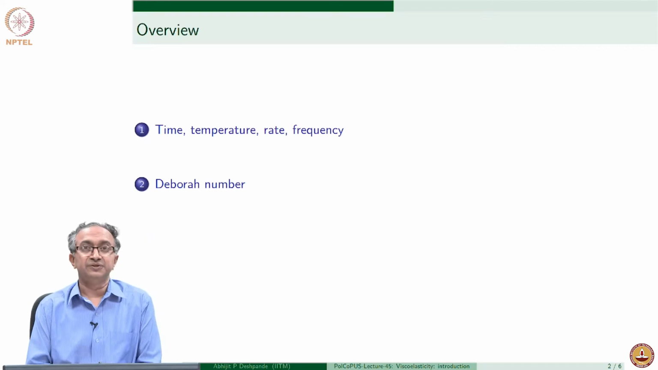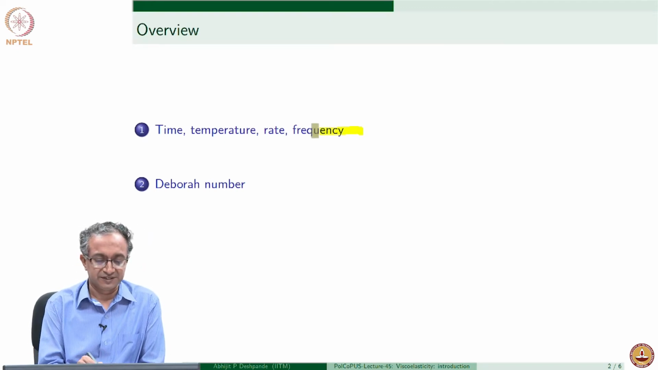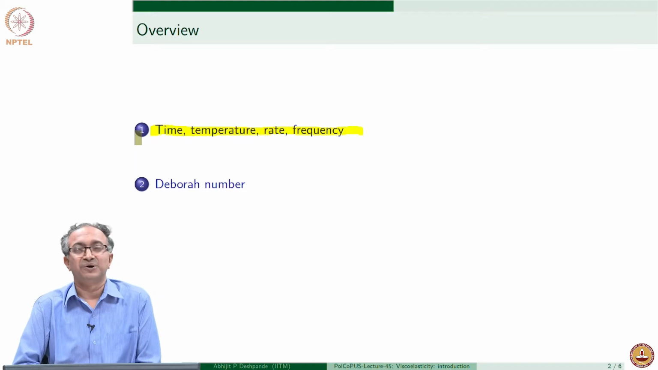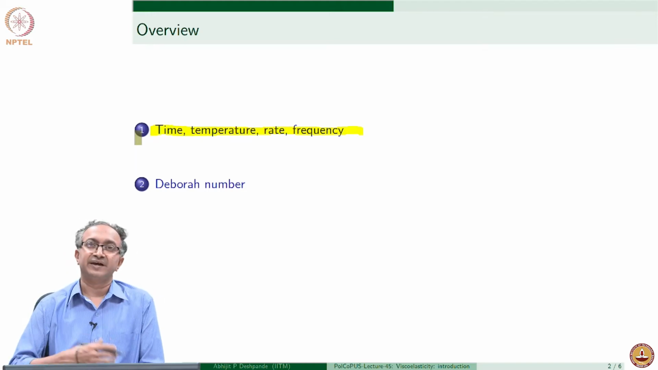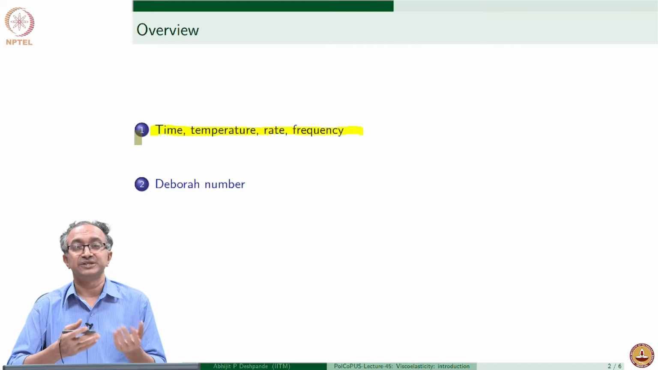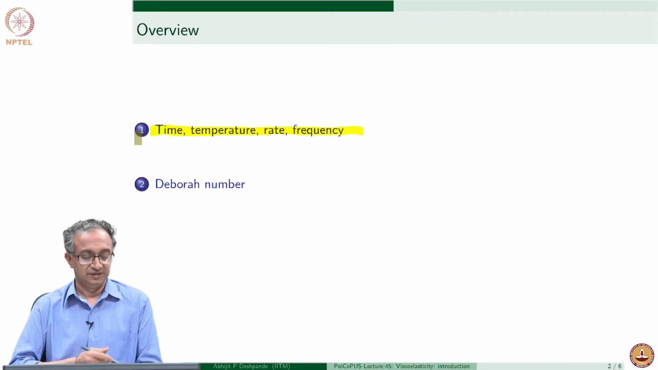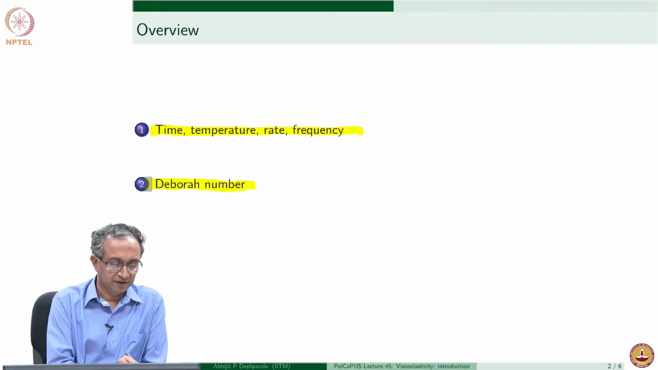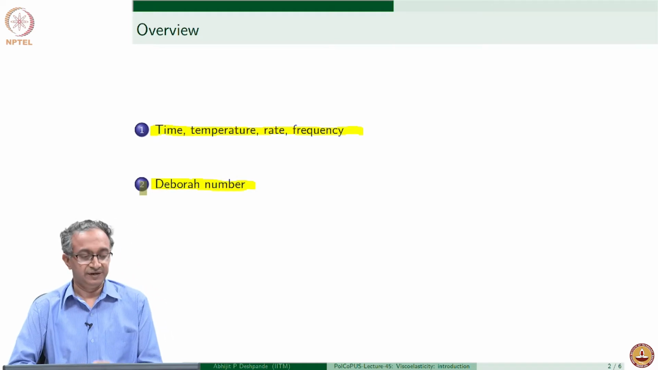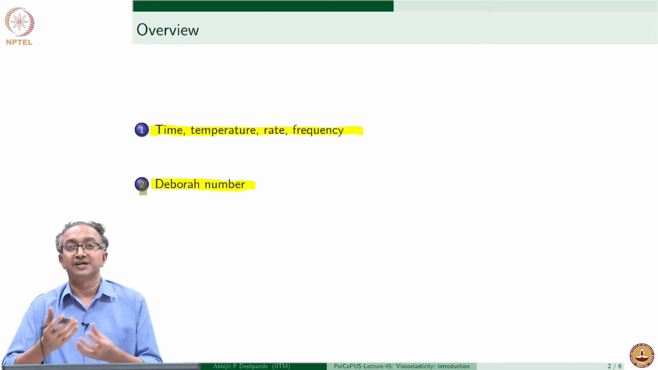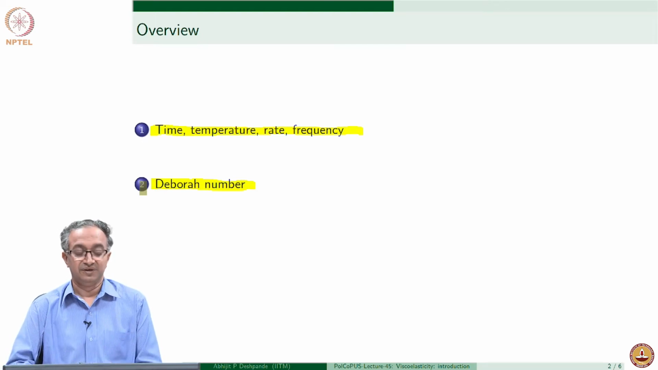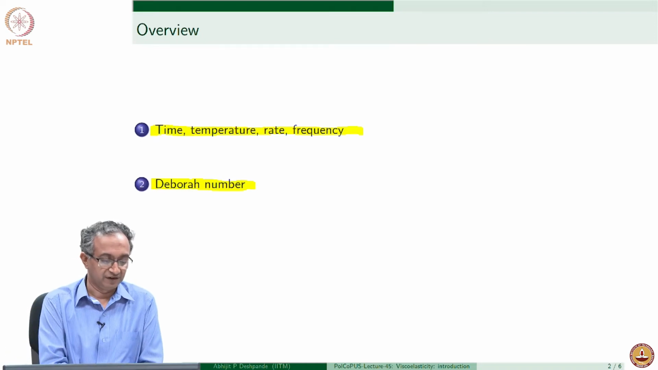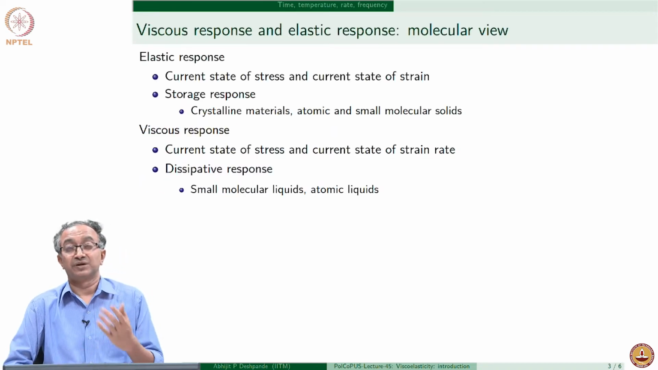So, we will introduce the topic of viscoelasticity by again focusing a bit more on all these related aspects: time, temperature, the rate of change of quantities, or frequency, which is again a rate of change of quantities. And one of the conceptual ways in which we highlight this issue of material time scale and experimental time scale is using the Deborah number. So, we will quickly look at what we can learn from understanding the Deborah number and its magnitude.